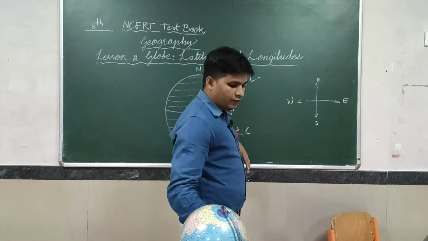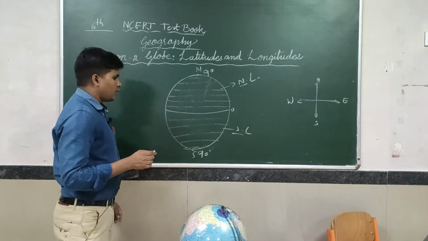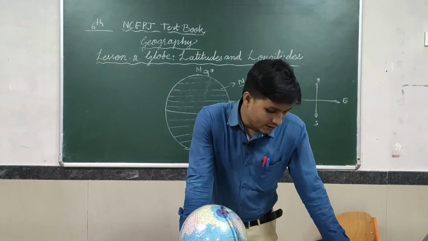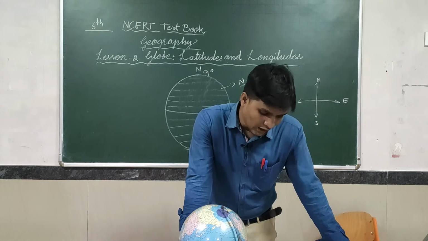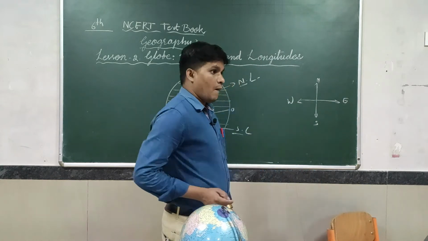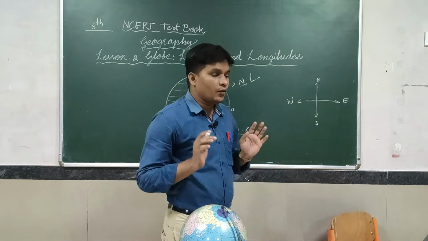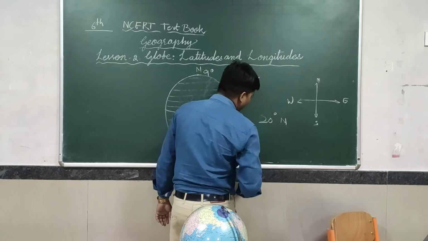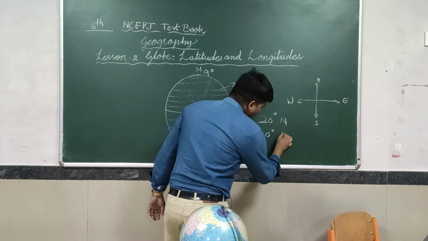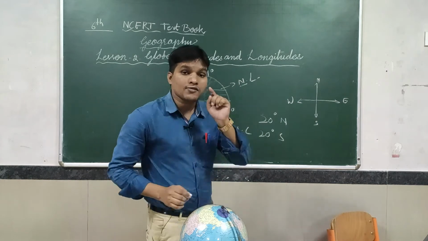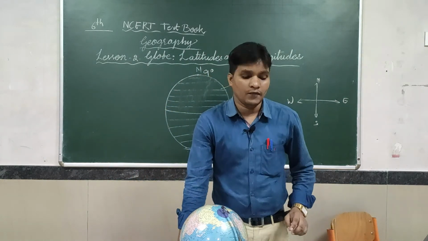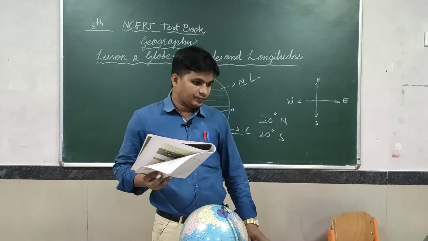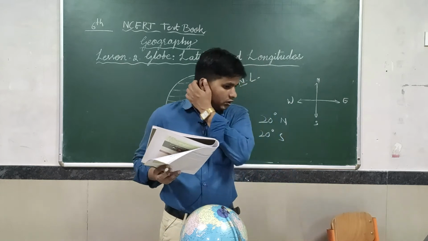Here, just to give you one example: Chandrapur is 20 degree north and Belo Horizonte is 20 degree south. When we indicate it generally, we write 20 degree north, 20 degree south. So N or S is a shortcut form of north and south. Keep this in mind properly so that you can get a proper idea.